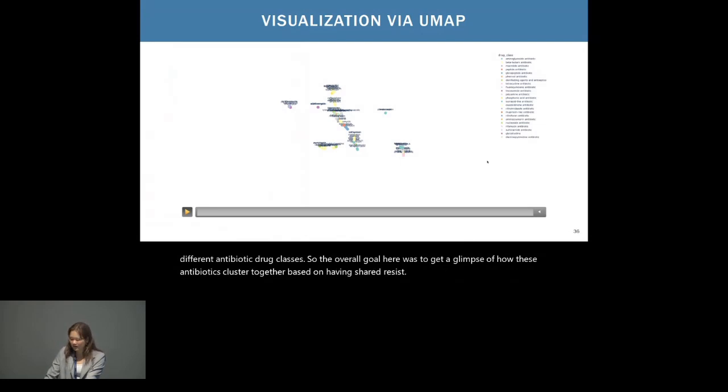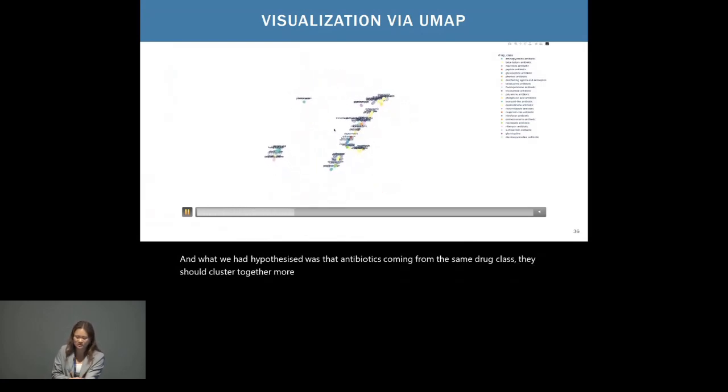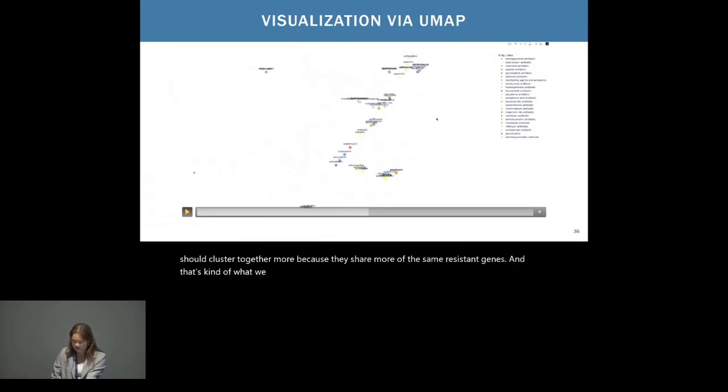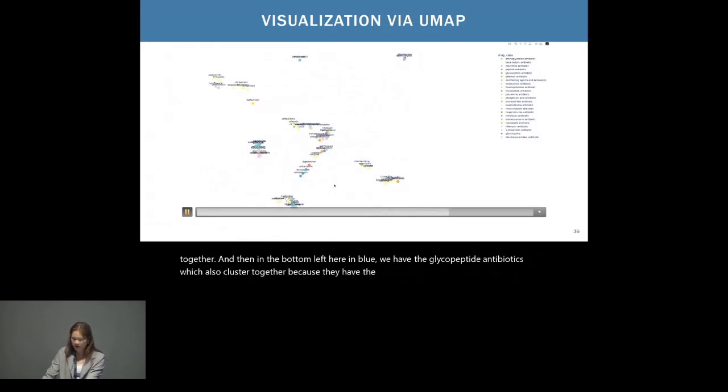What we had hypothesized was that antibiotics coming from the same drug class should cluster together more because they share more of the same resistant genes. And that's kind of what we see. You can see in yellow, the beta-lactam antibiotics cluster together. And in the bottom left here in blue, we have the glycopeptide antibiotics, which also cluster together because they have the same resistant genes.